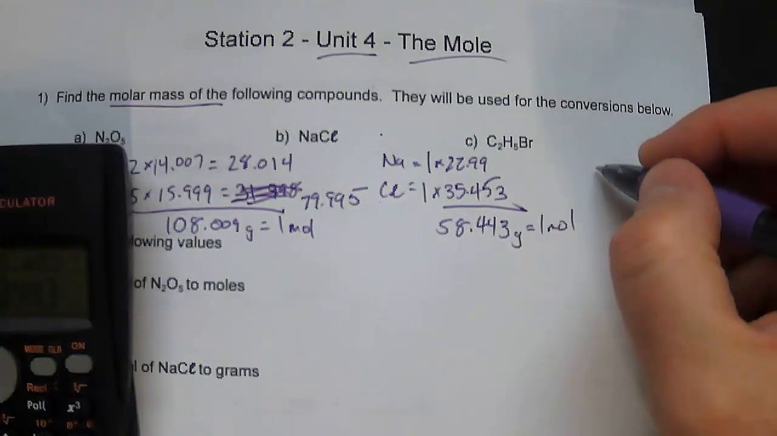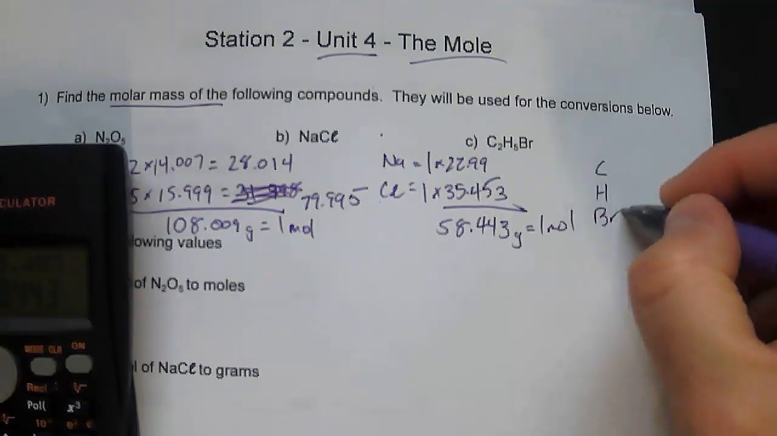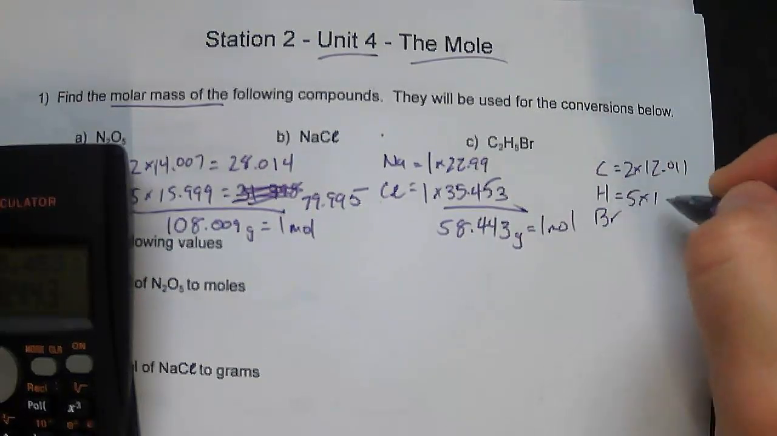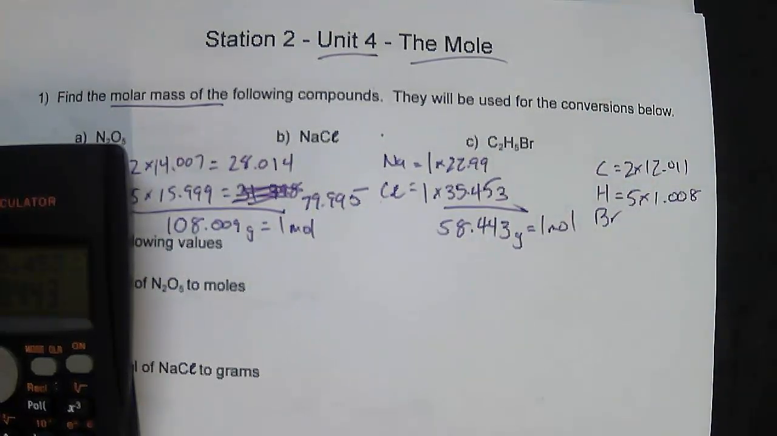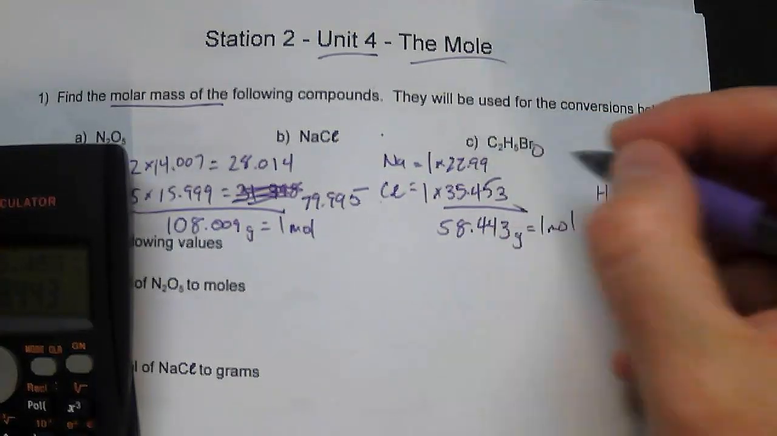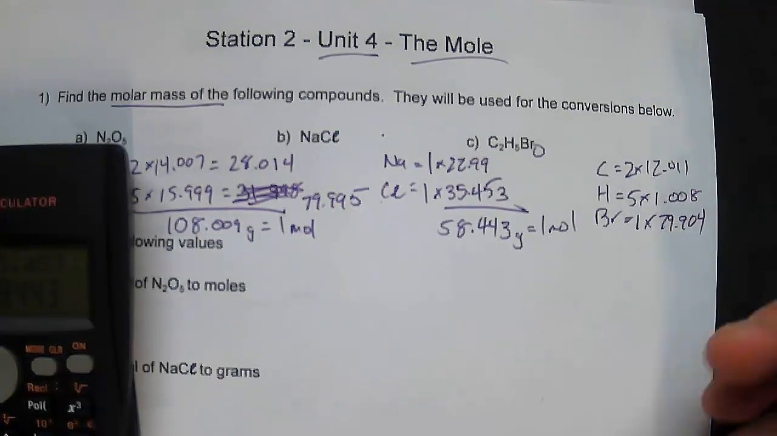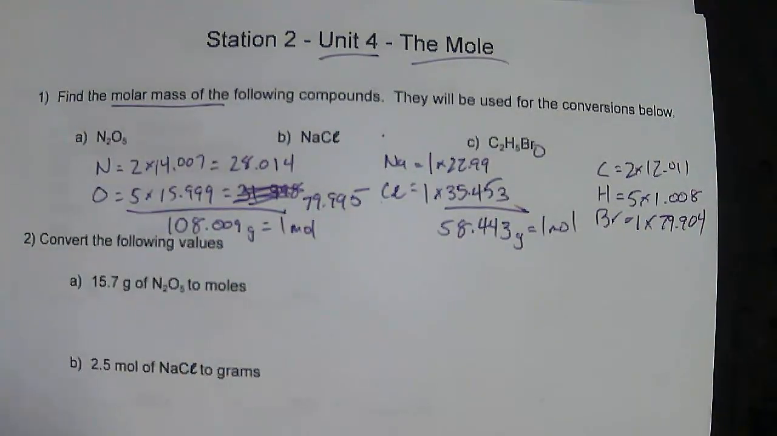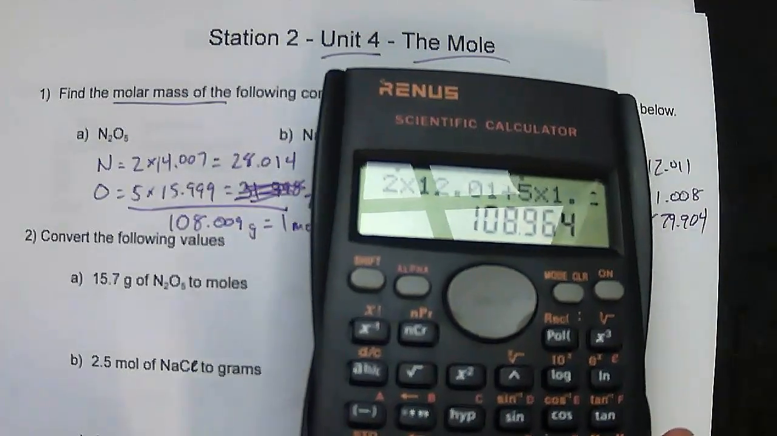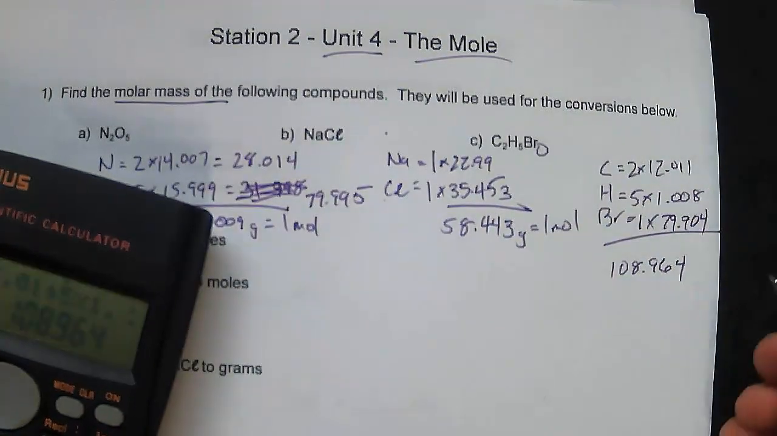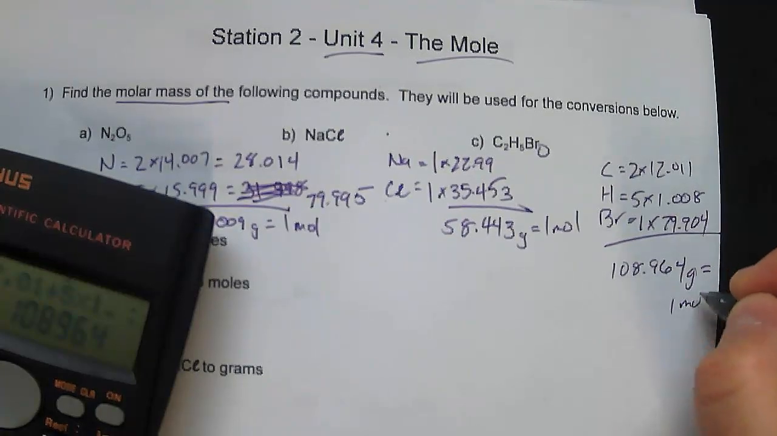Okay, and then the last one here, C2H5Br. This is 2 times 12.011, and this is 5 times 1.008. And then Br, when there's no number, we say that that's 1, and Br is 79.904. Okay, so then we add those up, multiply them, and then add them up. Okay, and this is 108.964 grams equals 1 mole.